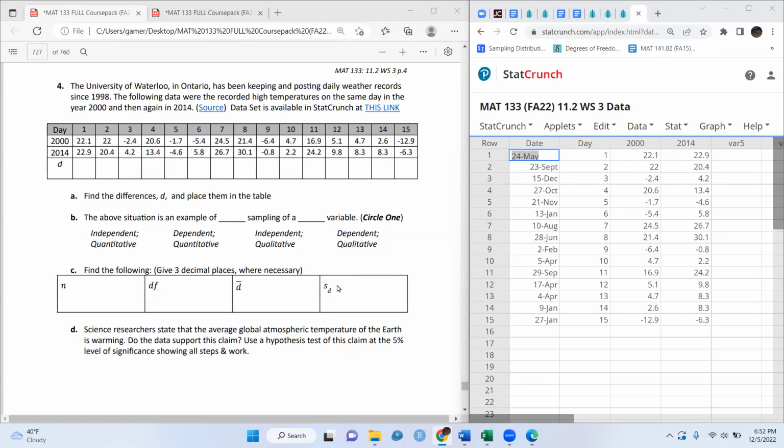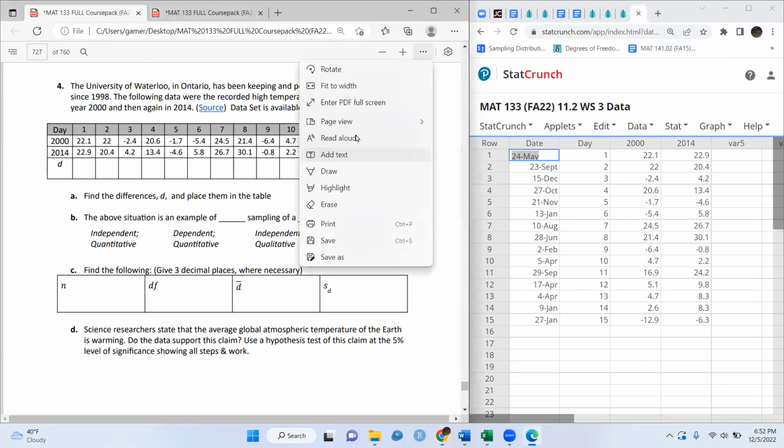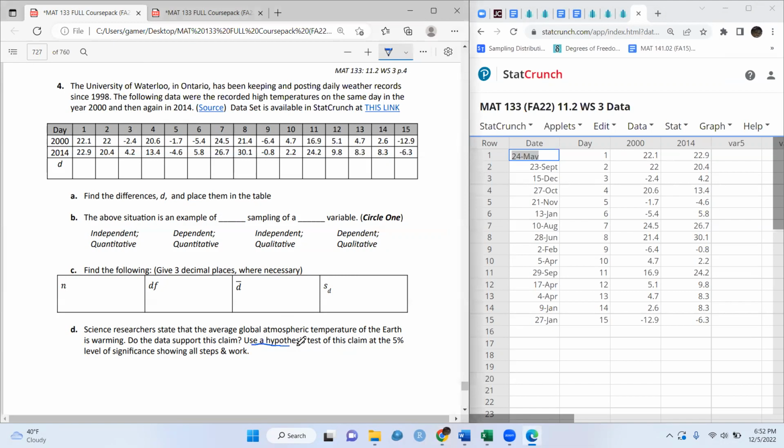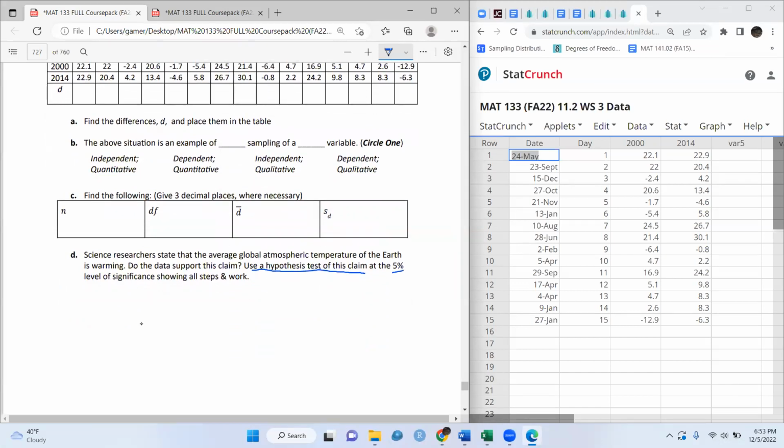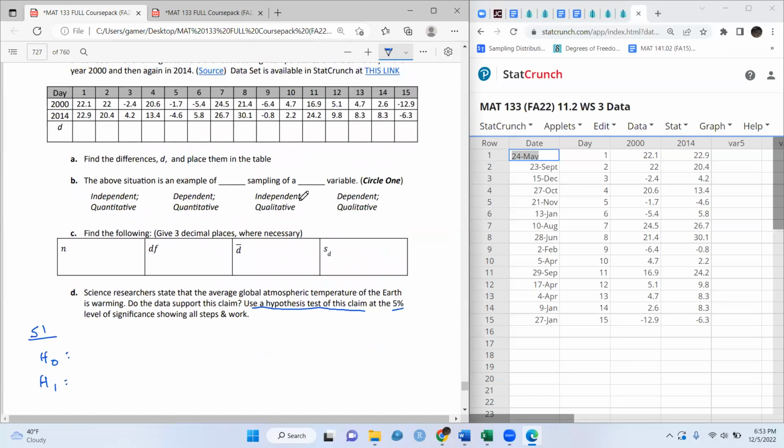So before we go anywhere, this is a hypothesis test. How do we know? Because it says right here, use a hypothesis test of this claim at the 5% level. So the claim is, science researchers state that the average global atmospheric temperature of the Earth is warming. All right, so what I want you to do, take 3 minutes and let's do step 1 together, and then I'll turn you loose. What are the null and alternative hypotheses? So the timer for 3 minutes.